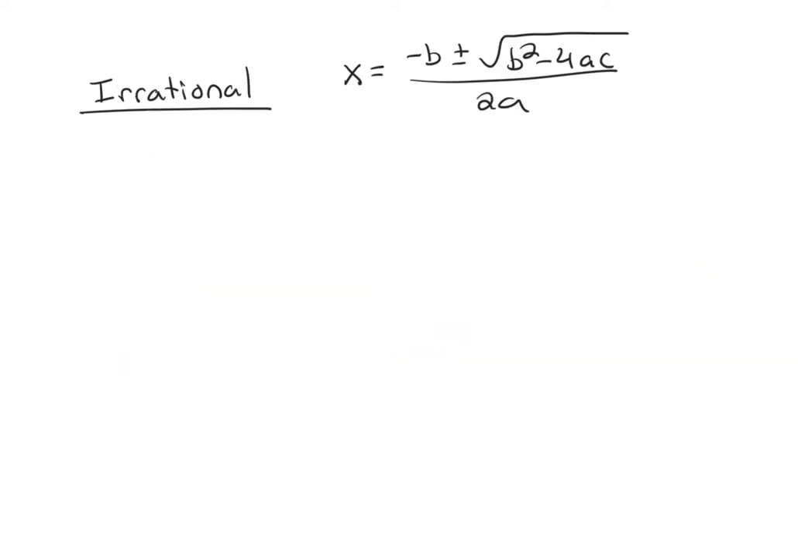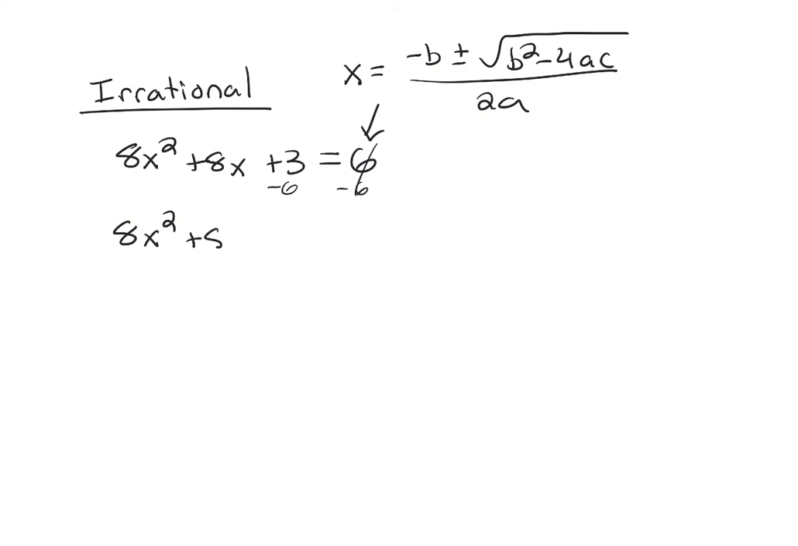Okay, let's do another example, and this time we'll be left with an irrational solution. Let's start with 8x squared plus 8x plus 3 equals 6. I need it equal to 0, so I will subtract 6 on both sides. So 8x squared plus 8x minus 3 equals 0. And now let's use the formula.